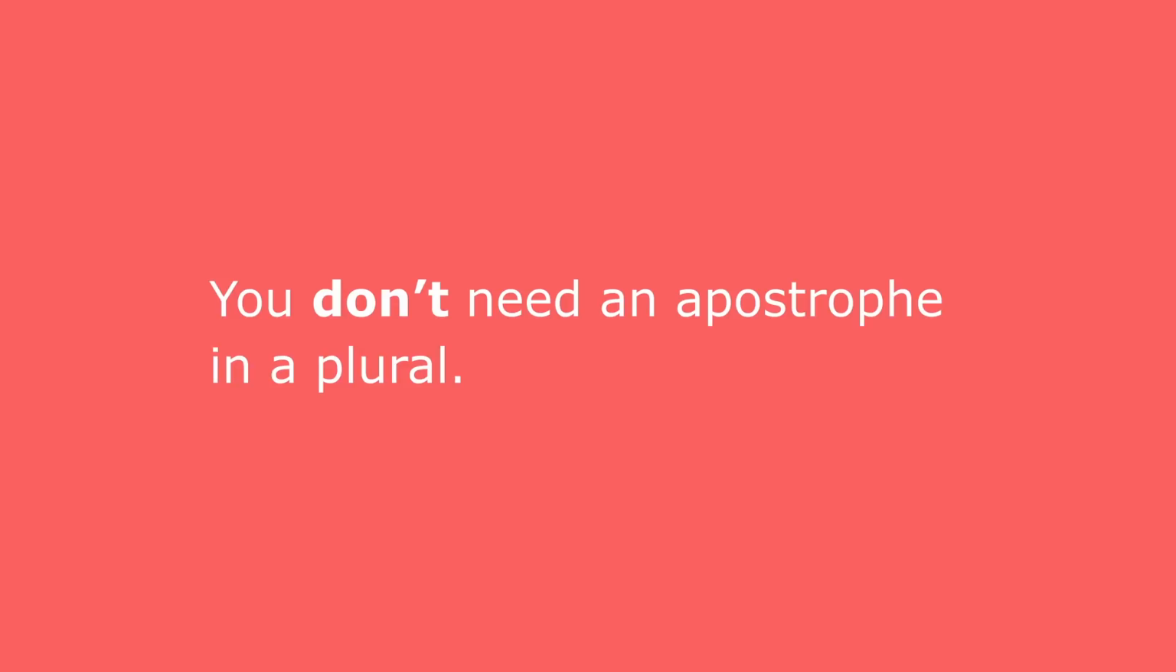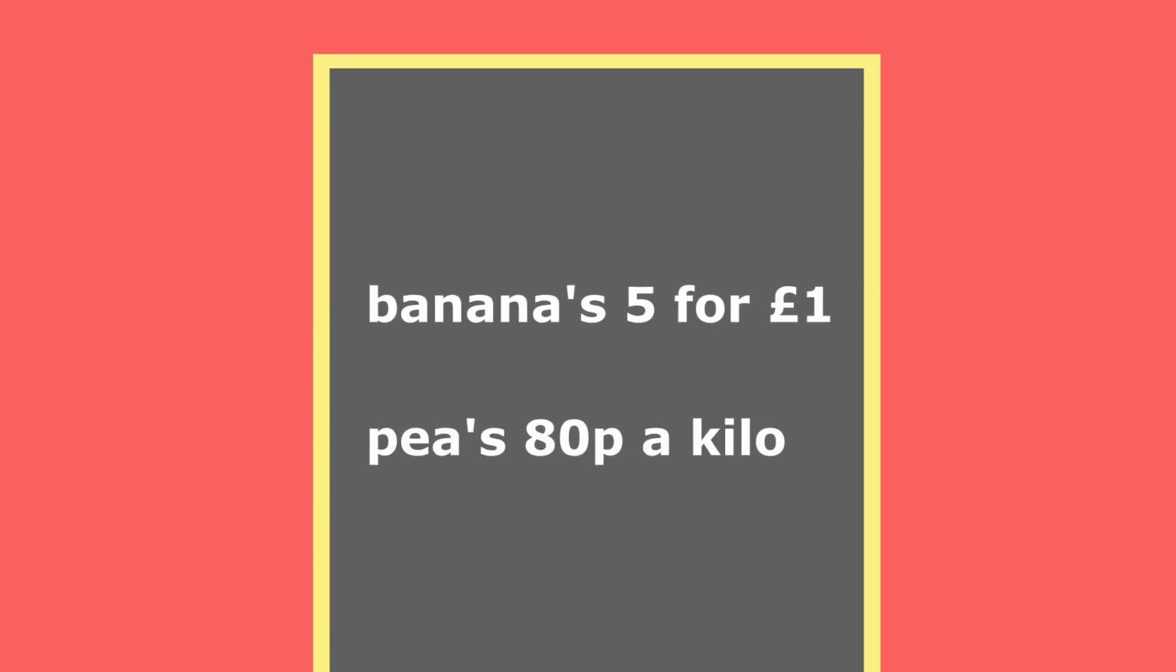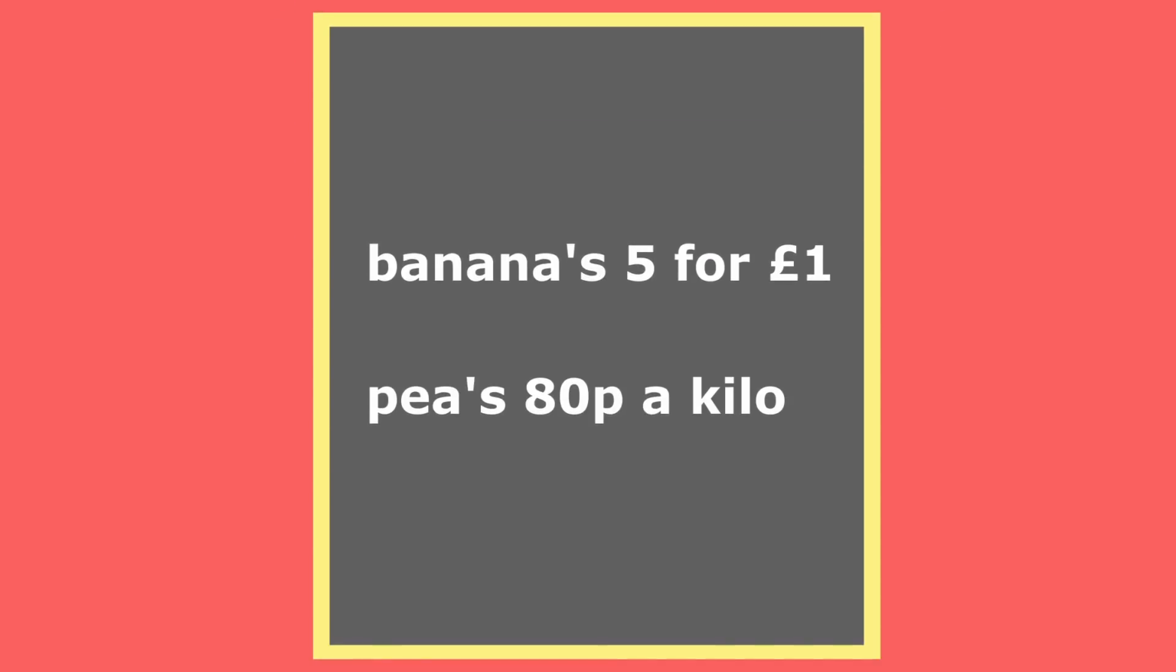This mistake is sometimes called a greengrocer's apostrophe, because signs like this are common at fruit and veg stores. Does that banana own 5 for £1? Is that short for P is 80p a kilo? Of course not. So cut those apostrophes and save them for another time. You know where they should go now.